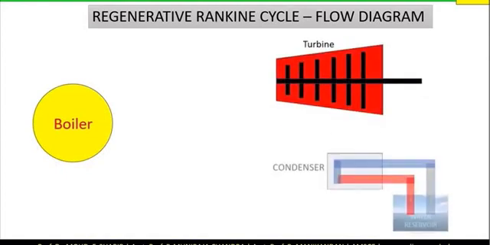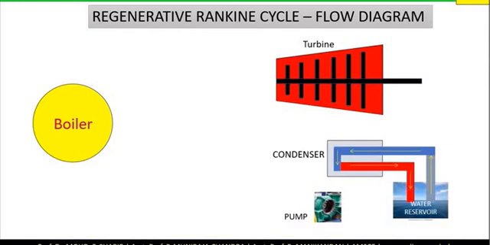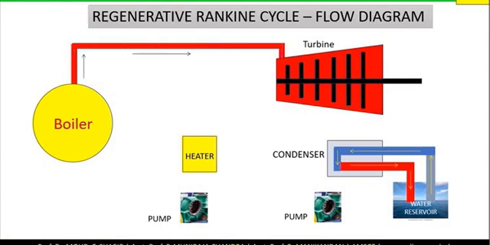Next, we will discuss about regenerative Rankine cycle. The main components are boiler, turbine, condenser, pump, heater and a pump. The steam is supplied from the boiler to the turbine. The mass taken is 1 kg. In an intermediate state, a part of steam is extracted and supplied to the heater. The mass is m kg sent to the heater. Remaining 1 minus m kg expands in the turbine.